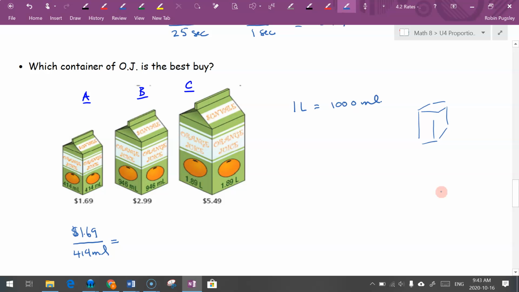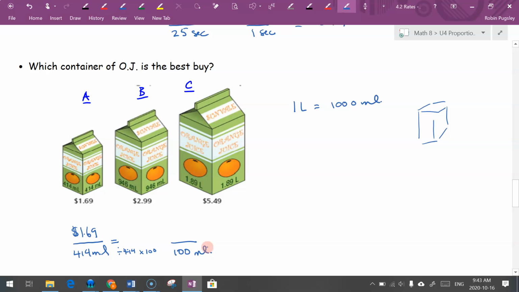So 100 milliliters is still quite small. It's like a little less than half a cup. So if I wanted to find how much it is per 100 milliliters, well, if I divide by 414, that would get me to 1 milliliter, but then I'd have to multiply by 100, right? So I have to divide by 414 and then multiply by 100. Whatever I do to the bottom, I do to the top. So let's find out what it is per 100 milliliters.